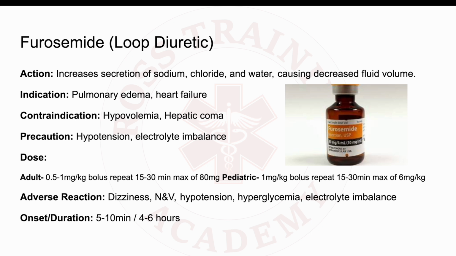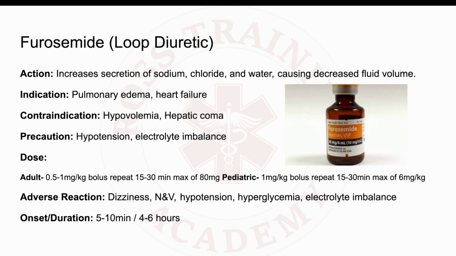Furosemide, it's a loop diuretic. It increases secretions of sodium, chloride, and water, causing decreased fluid volume. You're going to use it for pulmonary edema and heart failure. Contraindications: hypovolemia, and then hepatic coma. You're going to use precautions for hypotension and electrolyte imbalances.